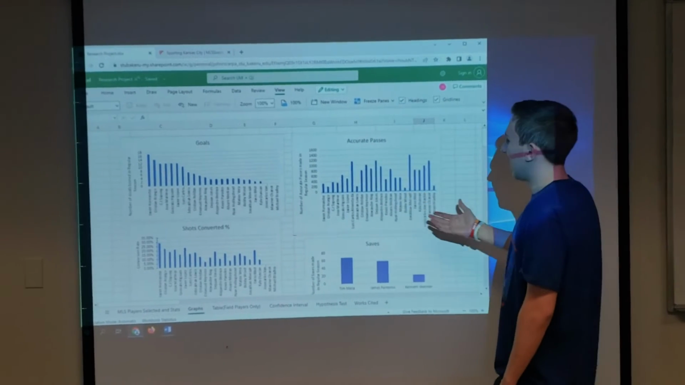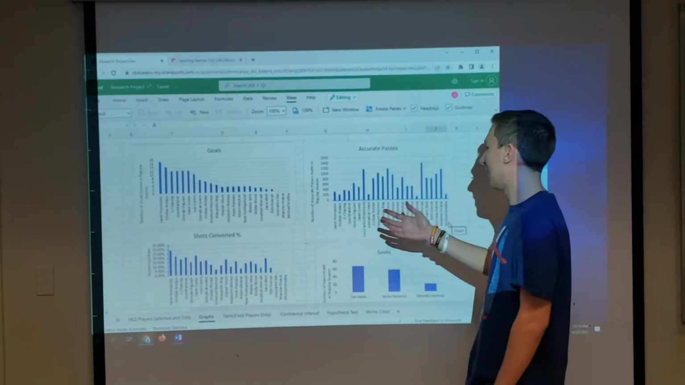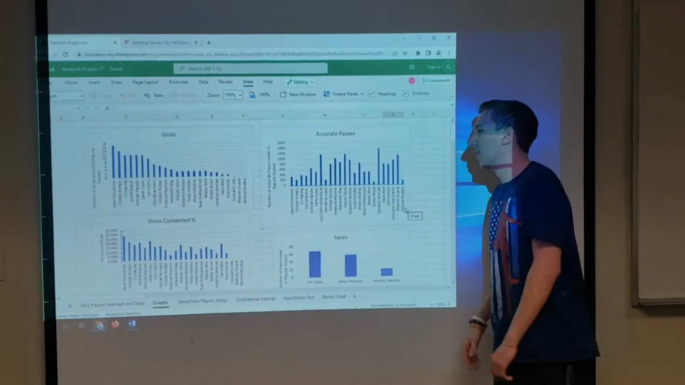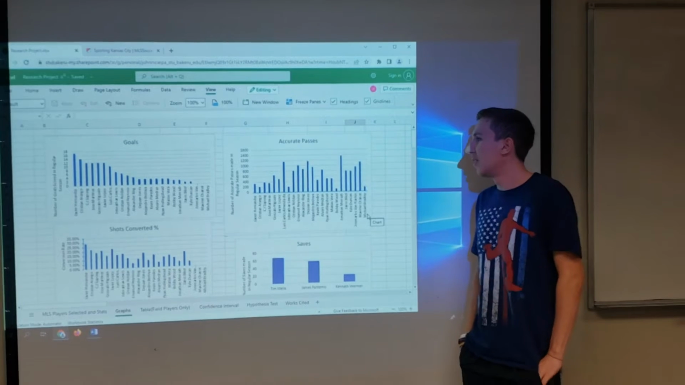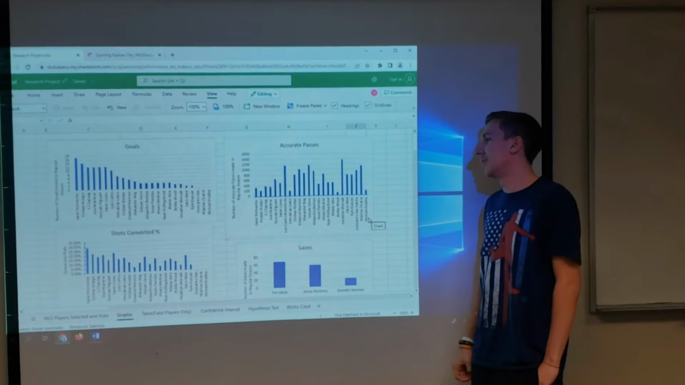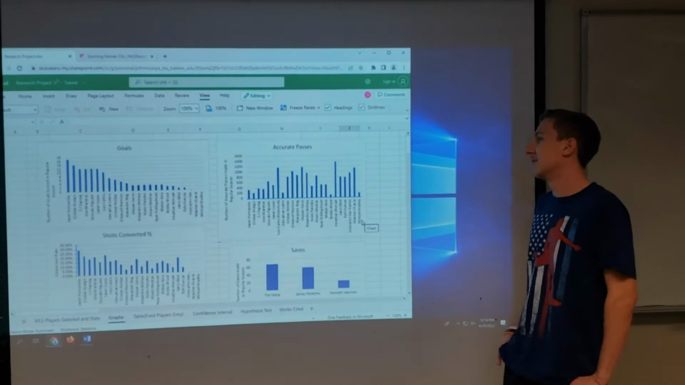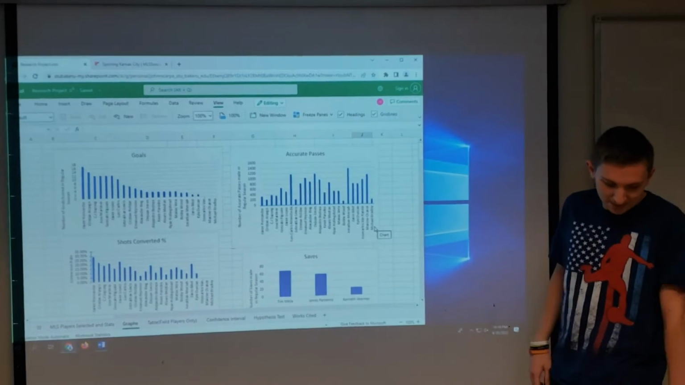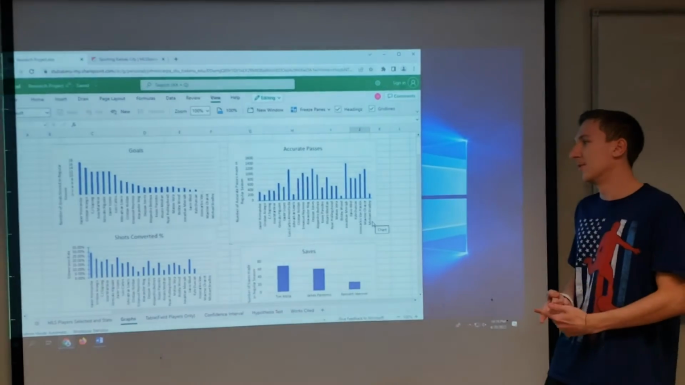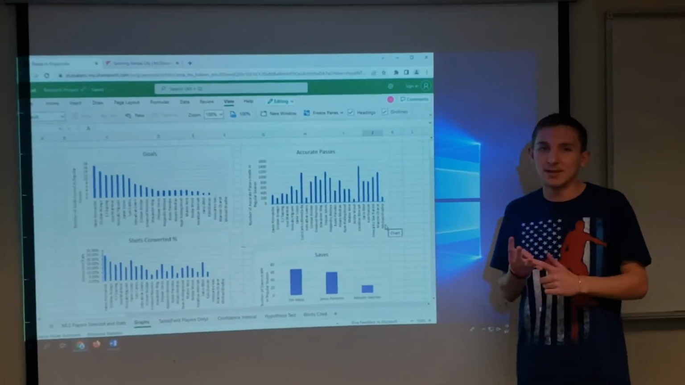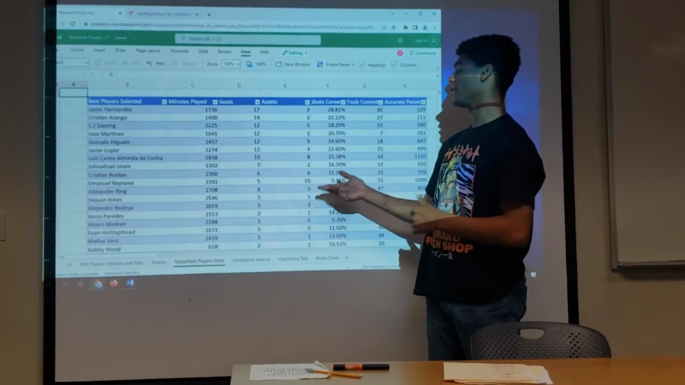Here we have graphs comparing and contrasting all of the players, such as goals, accurate passes, shots converted, and saves. So what are we doing with this data? With this data, we're making an 11-man roster of who we think are the best. So we'll be choosing probably one goalkeeper, 3 defenders or 4 defenders, 3 midfielders, and 3 forwards. And then we would also like to rank all the players in their categories, such as forwards, midfielders, defenders, and goalies.